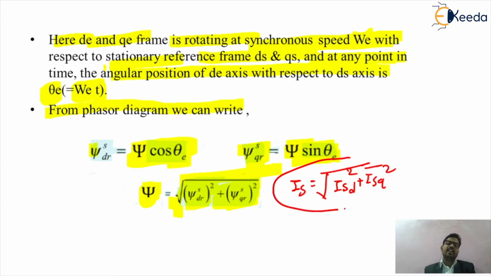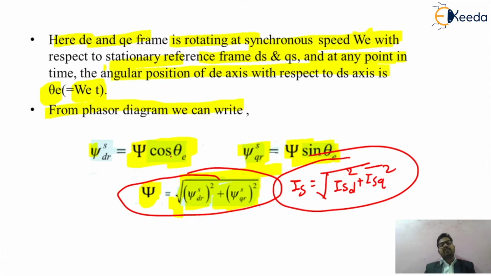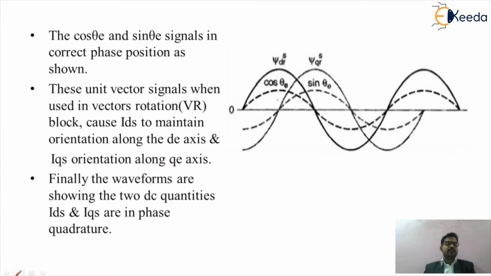So we are getting the value in terms of your only flux. That is the difference in that particular frame. Now friends, we want to understand this whole principle by means of the simple phasor diagram. The components we call cos theta e and sin theta e are the signals in the position as shown. So we are getting the value of cos theta e and sin theta e.